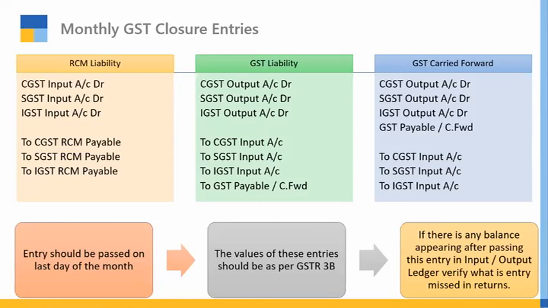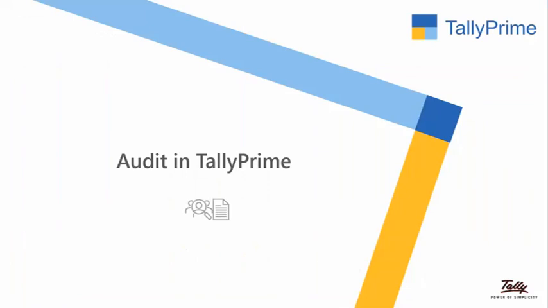So what happens once I pass this entry? First, this entry has to be passed at the month end, looking at the 3B data.